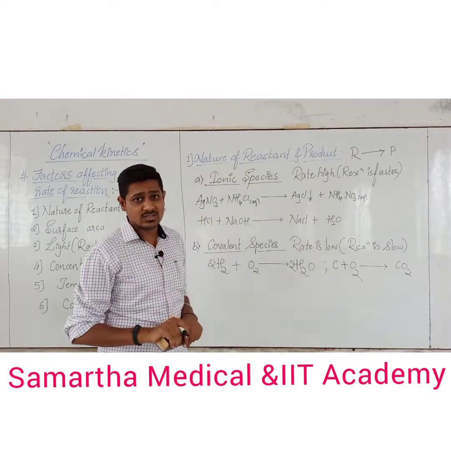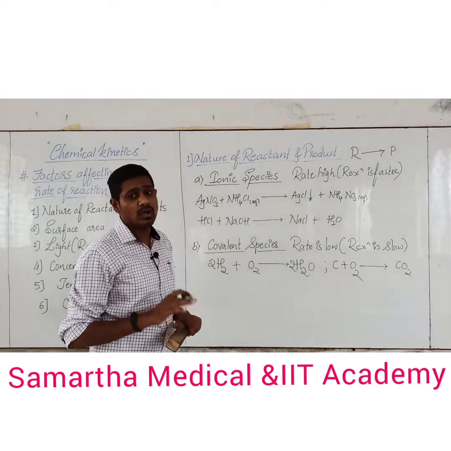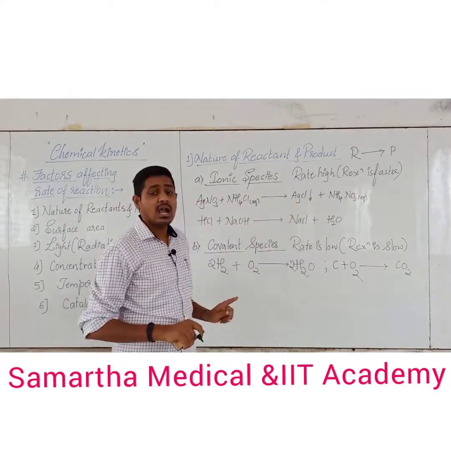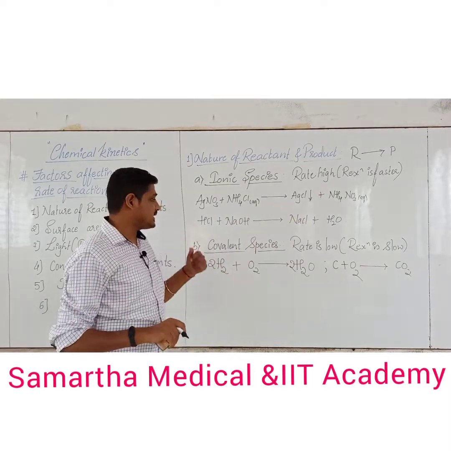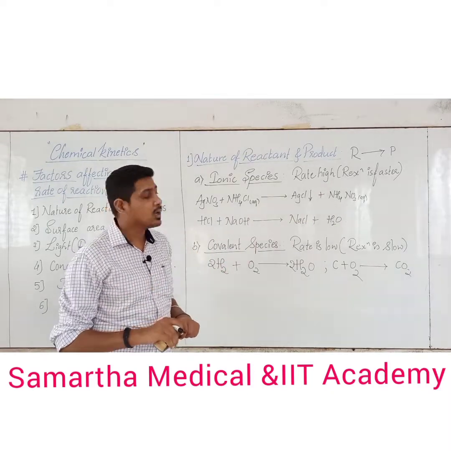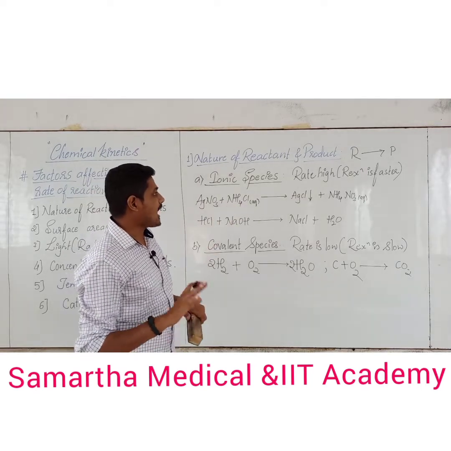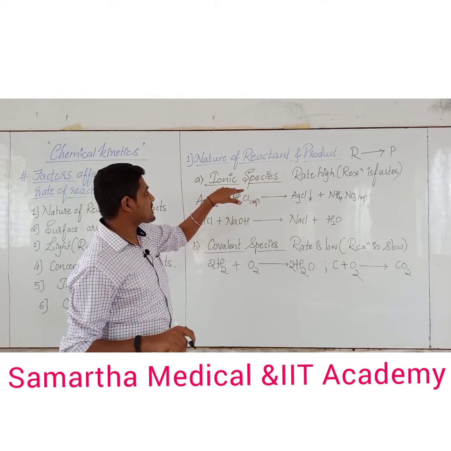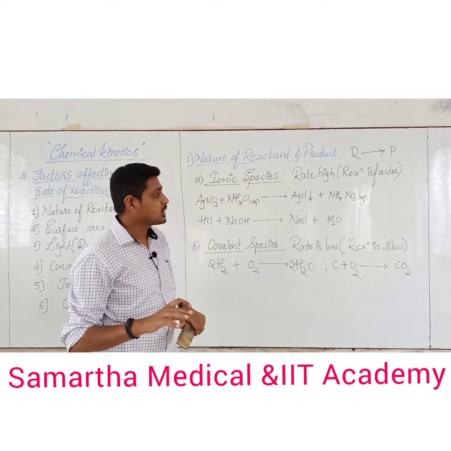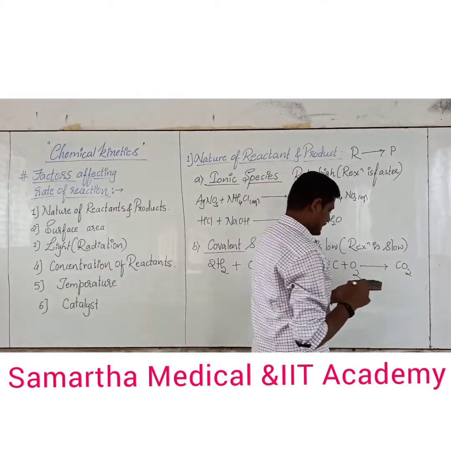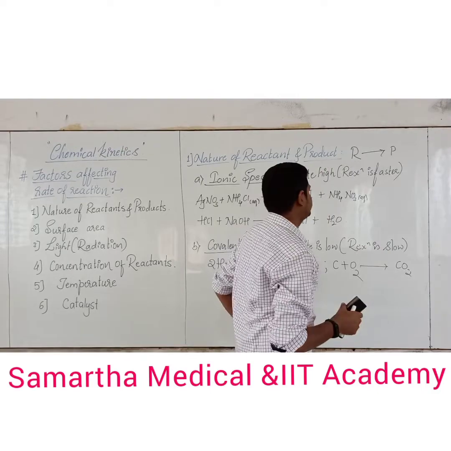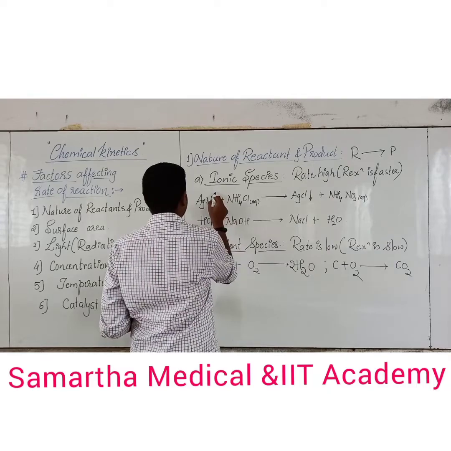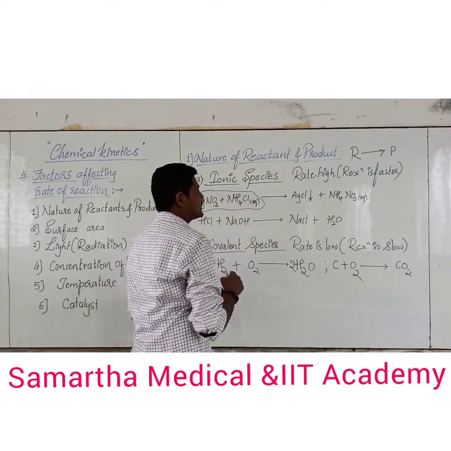Now let us understand why this is so. Means when the reactants are ionic in nature, why is the reaction faster, and when the reactants are covalent in nature, why is the reaction slower. First, we have to understand what the force is in case of ionic species. For your understanding, I will take an example.